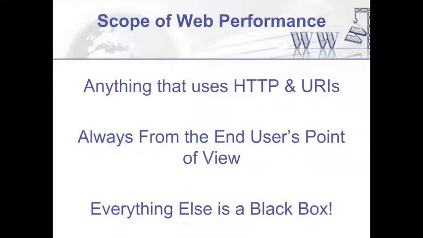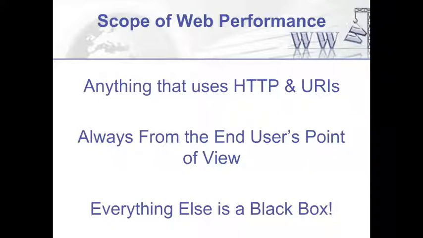The first thing I want to talk about is just what is the scope of web performance? What are we talking about here? The web is a very large system. For our purposes, the web is anything that uses HTTP and URIs. We always talk about this from the end user's point of view. This is very important. The web basically consists of a client, some servers, and the network in between them.